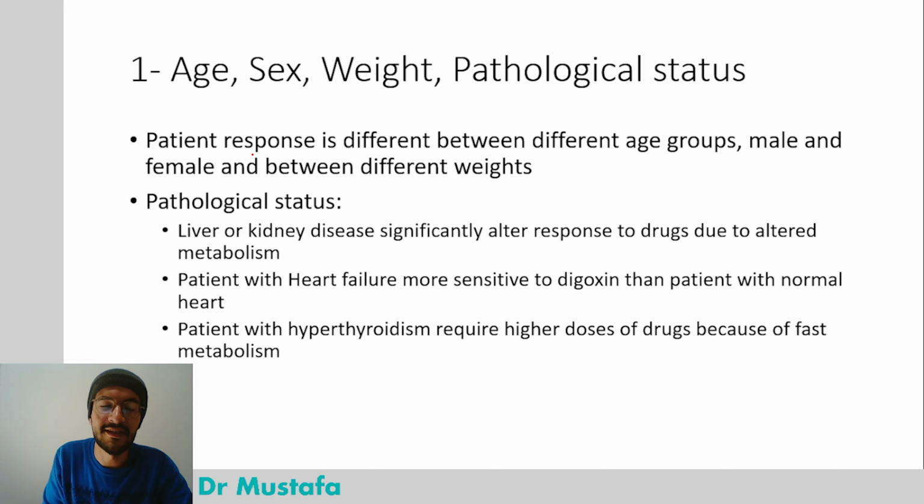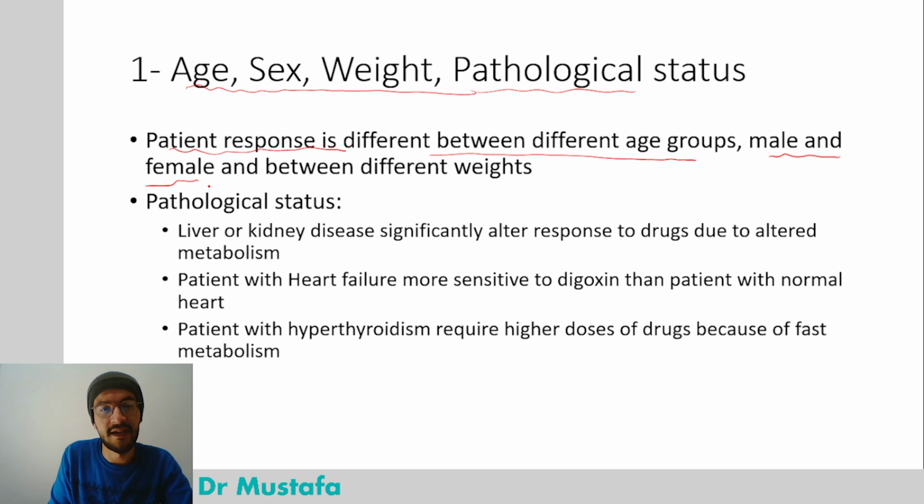So let's start by talking about the age, the sex, the weight, and the pathological status of the patient. Patient response is different between different age groups. An example would be that there is a difference between the pediatric patient, which is the child's response to drugs, and the adult and the elderly patient. And also there is a difference between the male and the female. Each one might respond differently to different drugs, and between different weights, meaning the body weight also is a factor in patient response to drugs.